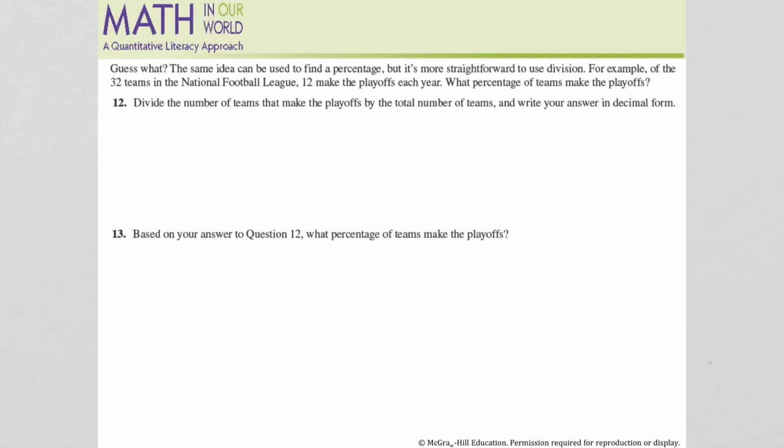The same idea can be used to find the percentage, but it's more straightforward to use division. For example, of the 32 teams in the National Football League, 12 make the playoffs each year. So what percentage make the playoffs? Well, 12 out of 32. So 12 out of, that's division, 32. And we can change that to a decimal just by dividing, and then we can change it to a percent by moving our decimal 2 places to the right.